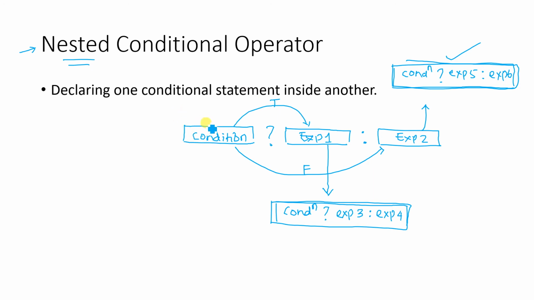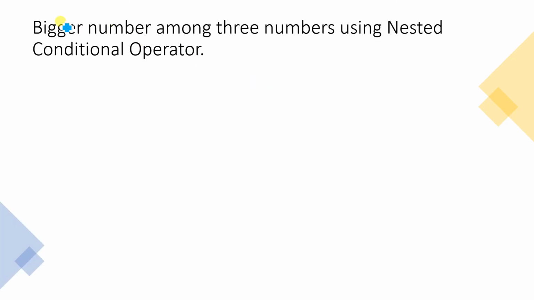To understand it in a better way, I am going to solve another problem using this nested conditional operator. So let's begin that discussion: the bigger number among 3 numbers using nested conditional operators. We have already solved the bigger number among 2 numbers. Now let us understand the bigger number among 3 numbers. Before I write the conditional operator in a program, let us first understand it in a flowchart method, so that after we understand it, we will easily convert it into conditional operators.